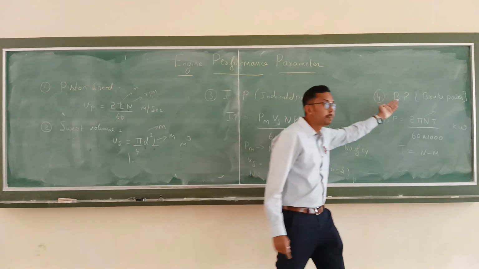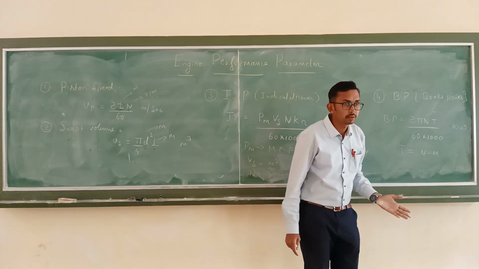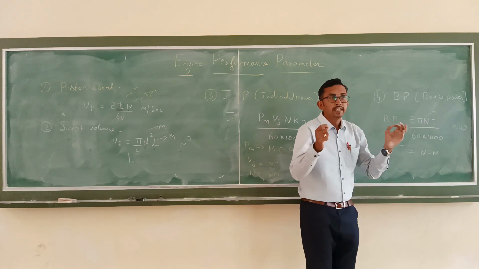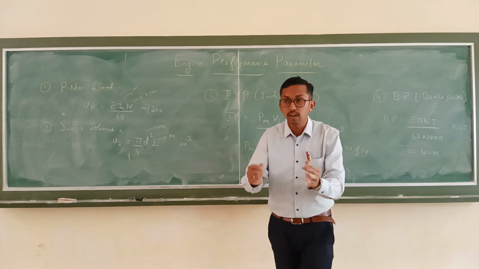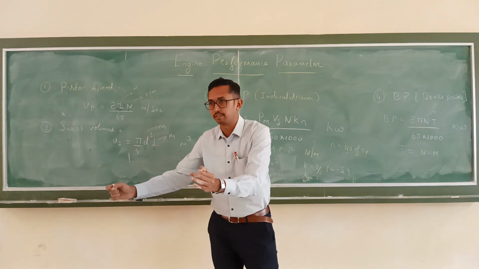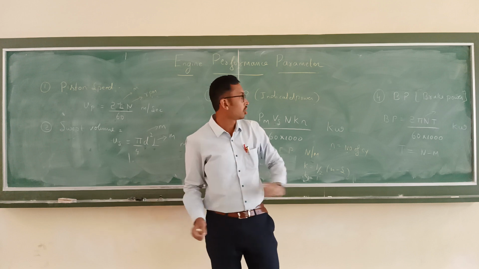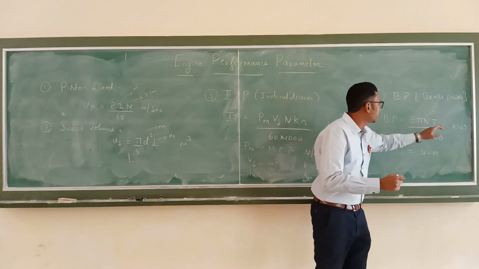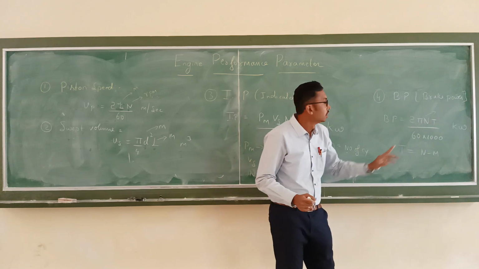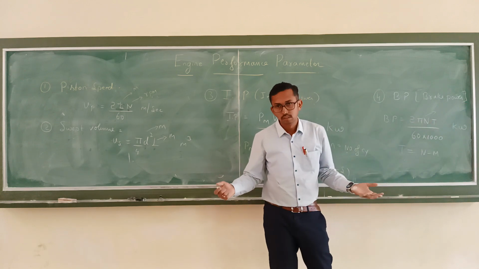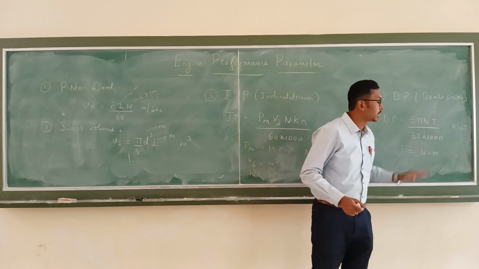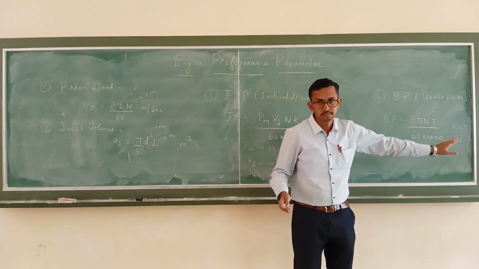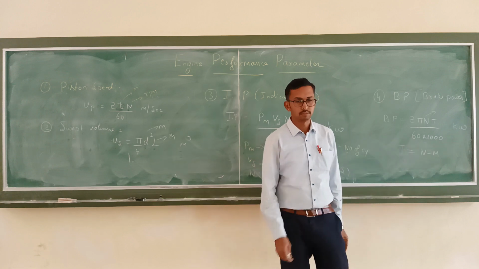So next one is brake power. What is brake power? It is defined as the power available at the crankshaft. Okay, so that is called as what? Brake power. It is given by 2 pi NT divided by 60 into 1000, where N stands for engine speed in RPM, T stands for torque, that must be Newton meter. Clear? Please take note.